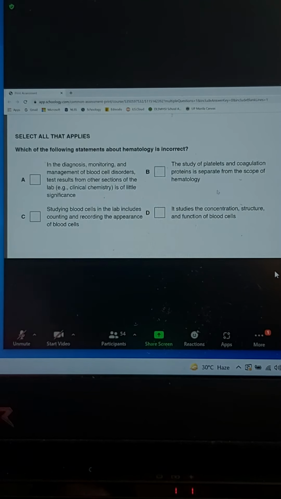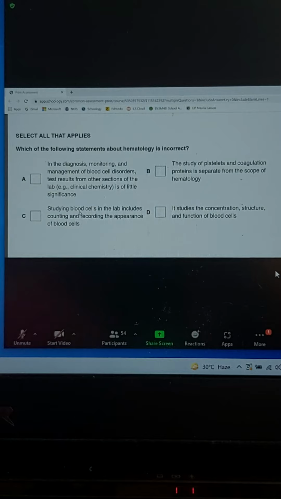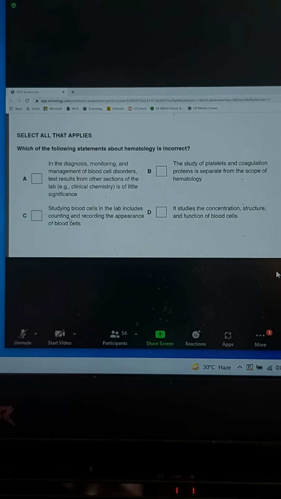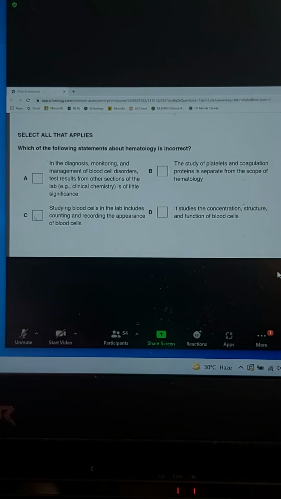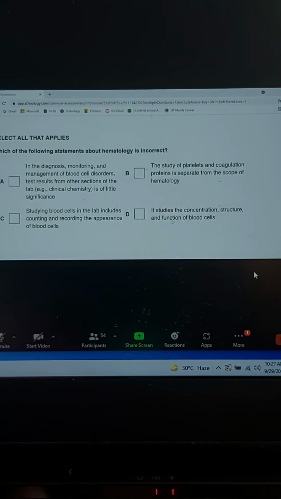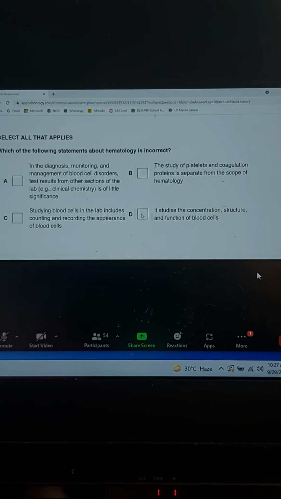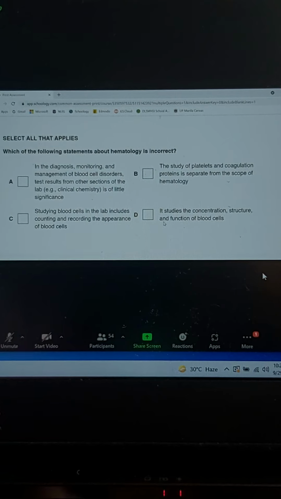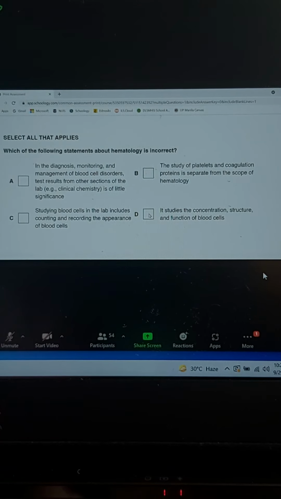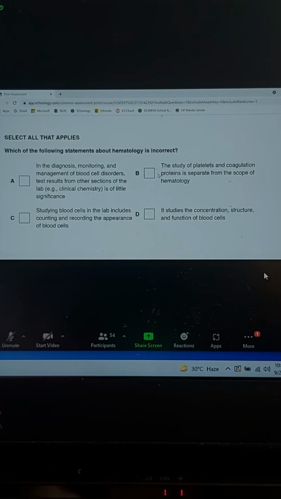So letter C and letter D are all correct. So studying the blood cells in the lab includes counting and recording the appearance of blood cells. So these are correct statements. And then letter D, it studies the concentration, structure, and function of blood cells. So correct statement dito. So again, the correct answer is letter A and letter B for number 1.